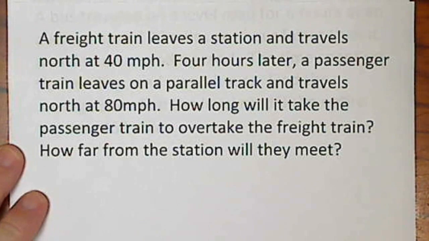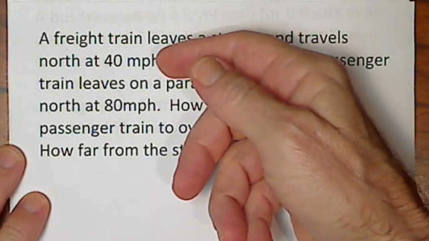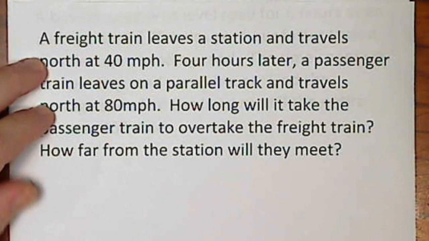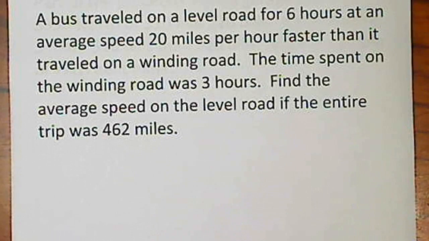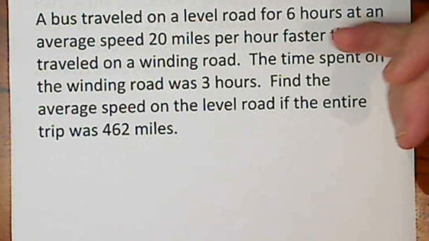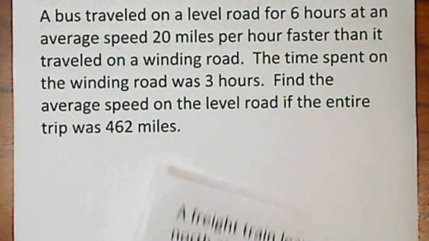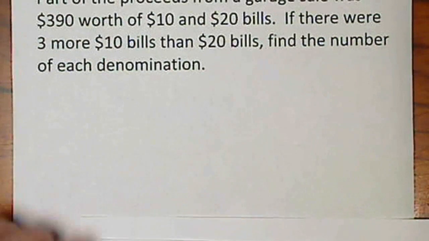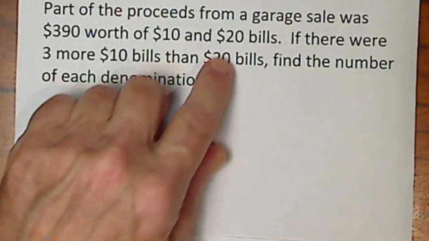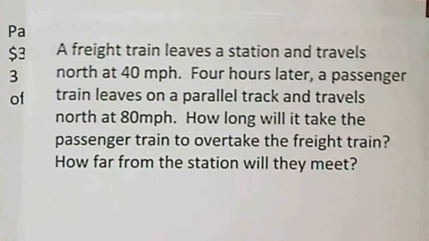In this video we're going to take a look at 3 different word problems, each with 2 different categories. Here we have 2 different trains. On this next one we'll be traveling on a level road and a winding road, and then finally we'll be wondering how many $10 bills, how many $20 bills showed up.